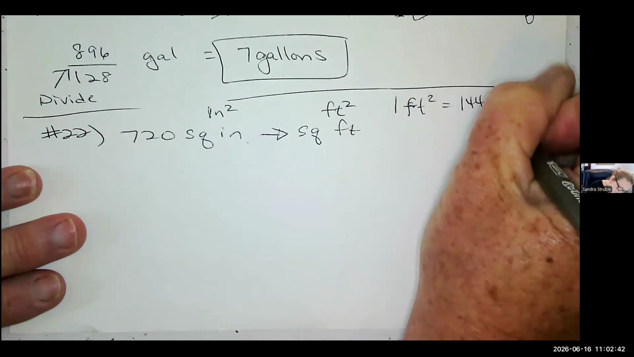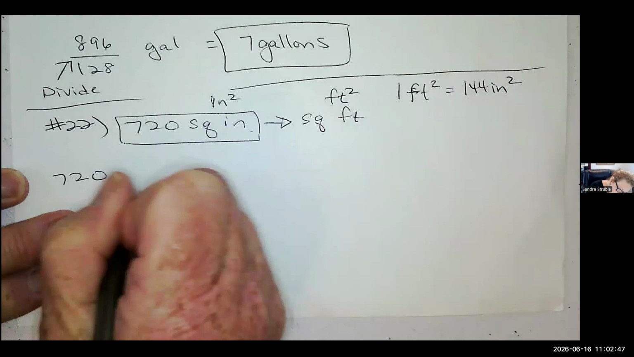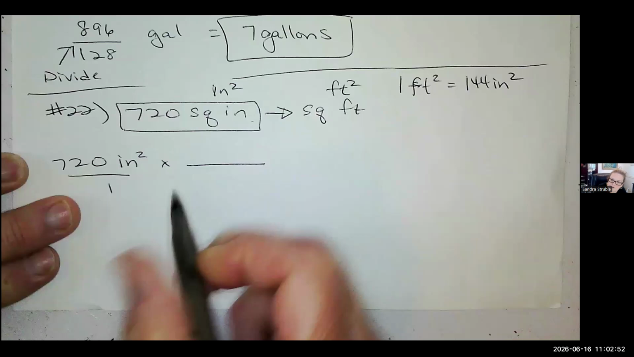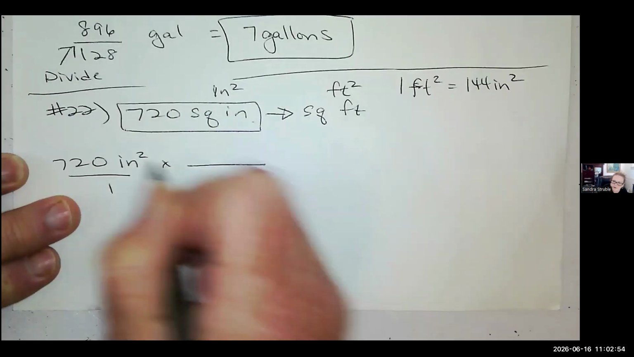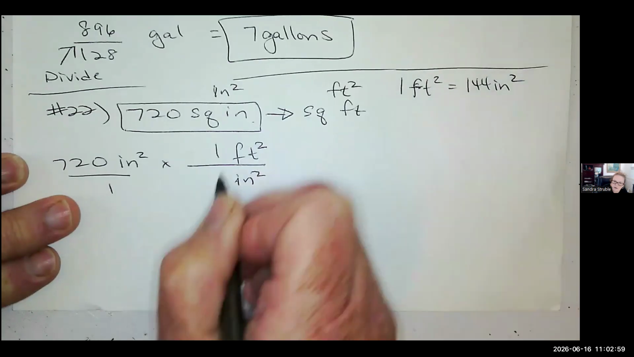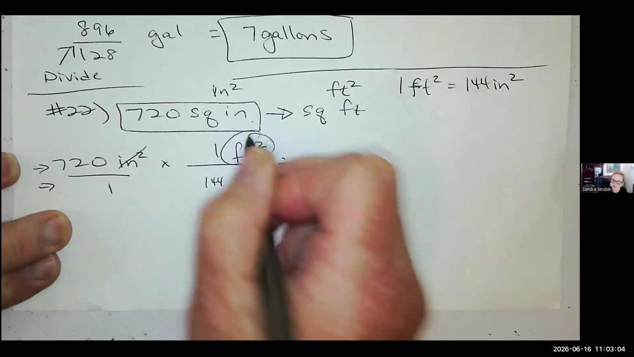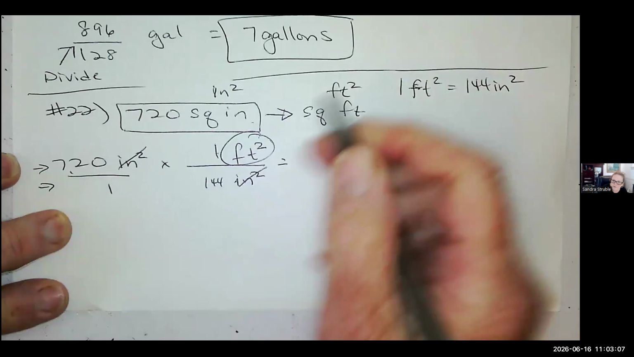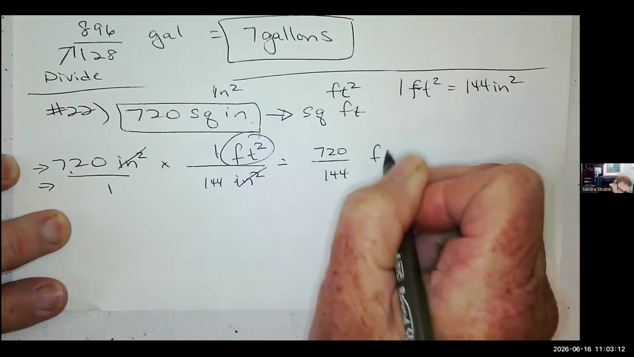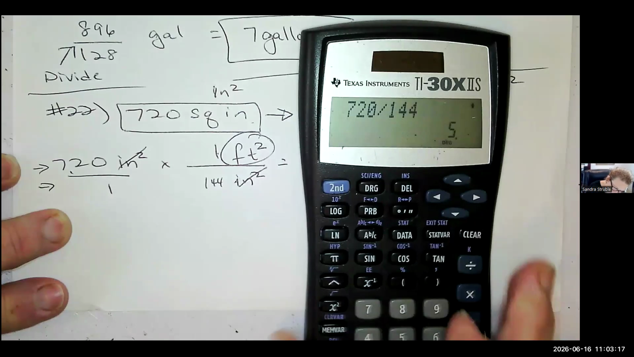Start with what you're given. One conversion. Inches squared up top in the numerator. So I need inches squared down low in the denominator, so they'll cancel each other out. And we're going to feet squared. Plug in your numbers. 144, multiplying straight across. Inches are gone, left with feet squared. 720 times 1 is 720. 1 times 144 is 144. And now we divide. And that is 5 square feet.